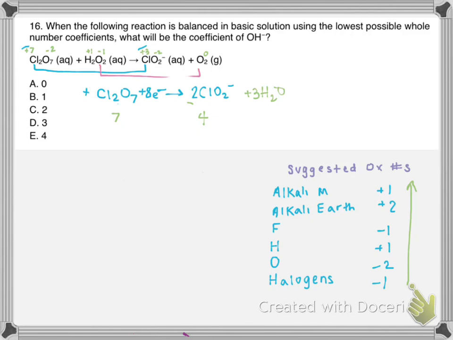Sorry about that. Okay. You got to be careful counting your atoms. So now, my hydrogen problem, I have 6 hydrogens on the right that I need to account for. So I'm just going to add 6 protons here. And now that's balanced.